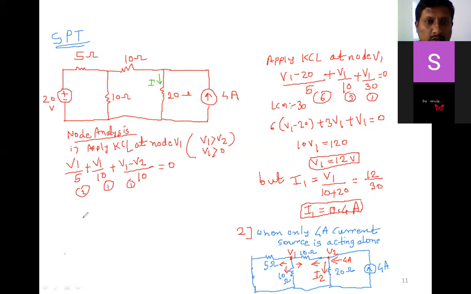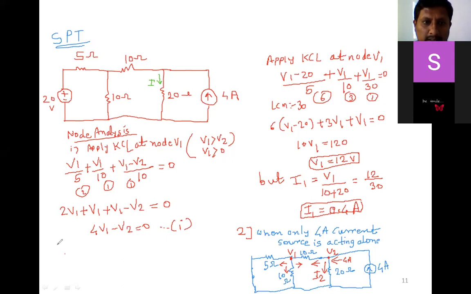So you can consider 2 into V1 plus 1 into V1 plus 1 into (V1 minus V2), that is V1 minus V2 divided by 10. Multiply with 10, the right hand side becomes 0. So 2V1 plus V1 plus V1, that is 4V1 minus V2 is equal to 0. So this will be equation number 1.